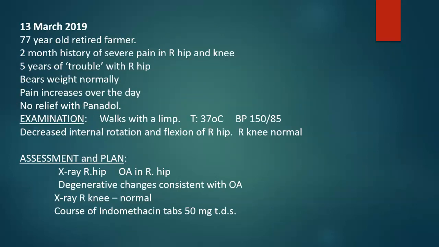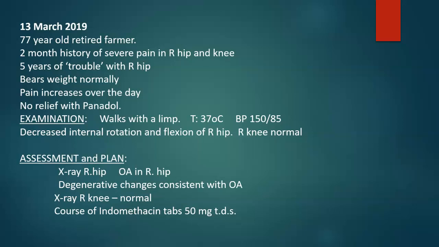So the case study goes like this. Back in March 2019, this 77-year-old retired farmer came to see the doctor. He'd had a 2-month history of severe pain in the right hip and knee, and he'd been having trouble with his right hip for 5 years. He could bear his weight, but the pain was increasing during the day, and when he took Panadol, he didn't get any relief from the pain. So you examined him and you noticed that he walks with a limp. And he's actually got less internal rotation and flexion on the right hip. His right knee's normal.